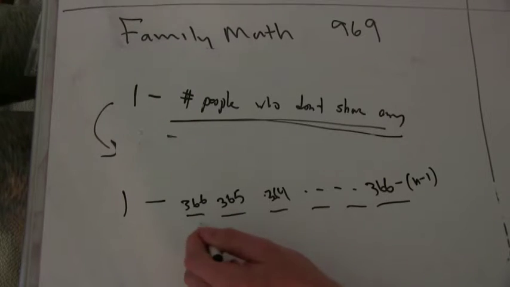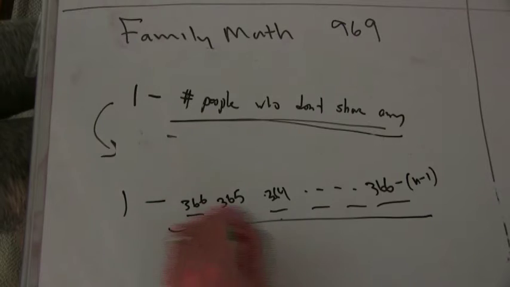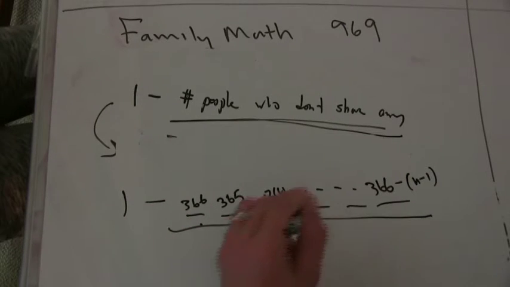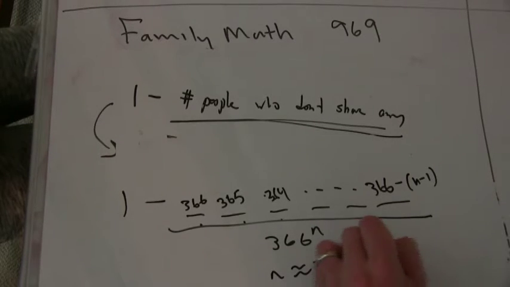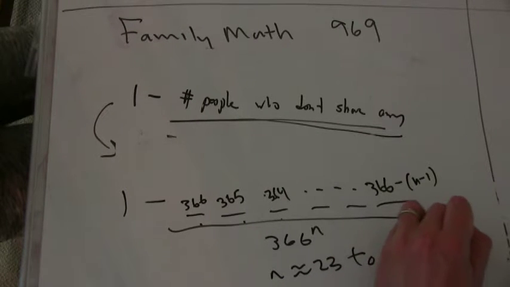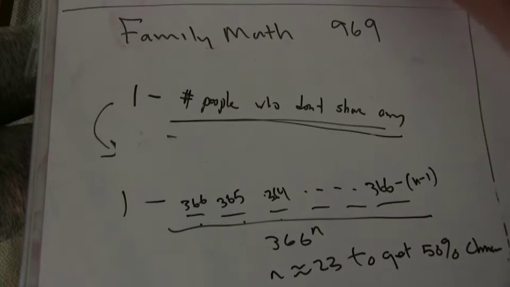Right, that's because now we have n buckets. Yeah. And then divided by 366 to the n. And this is the formula that's going to tell us n is approximately 23 to get 50%. Am I on screen here? Yes. Okay. So it's a surprising thing. You only need 23 people approximately.